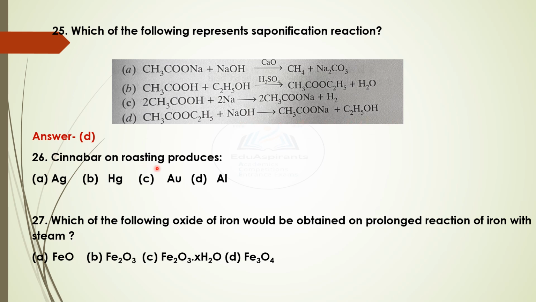Next question. Cinnabar on roasting produces? Silver, mercury, gold, aluminium. It produces B, Hg. Next, which of the following oxides of iron would be obtained on prolonged reaction of iron with steam? These are the choices, and the correct choice is Fe3O4.